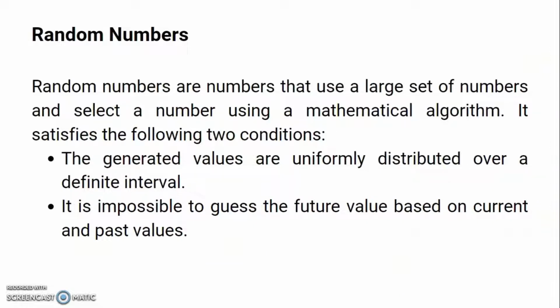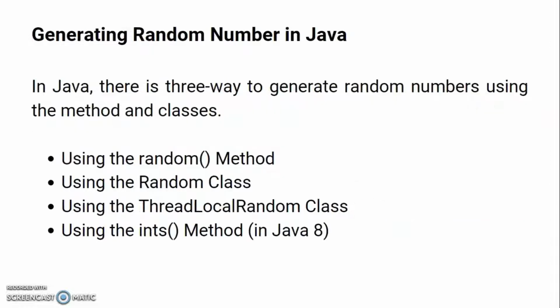Random numbers are numbers chosen from a large set of numbers using a mathematical algorithm. They satisfy the following two conditions. The generated values are uniformly distributed over a definite interval, right? And the second is that it is impossible to guess the future value based on the current and past values. So you cannot predict the next upcoming random value. That is why it is called random, right?